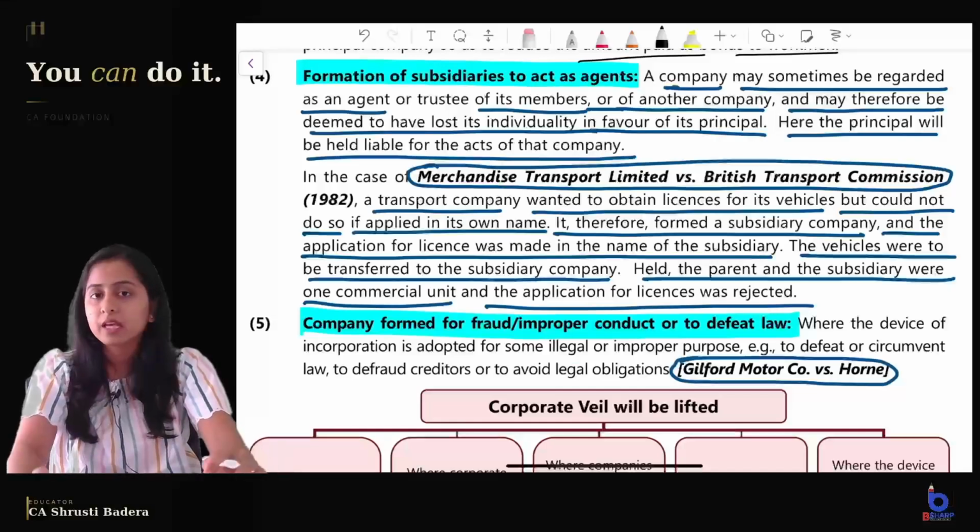Now in this case the vehicles were also transferred to the subsidiary company, but it was held that both the companies should be considered as one commercial unit because the subsidiary company was incorporated just to act like an agent of the parent company, right?